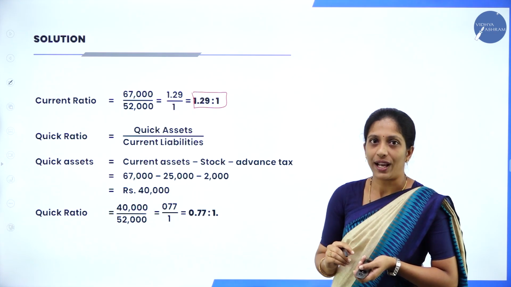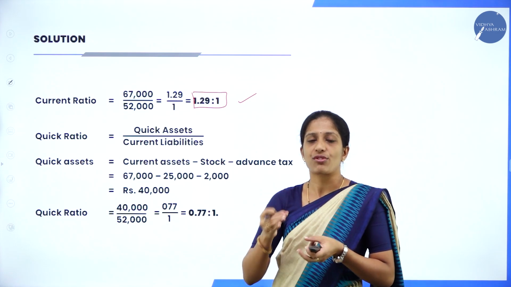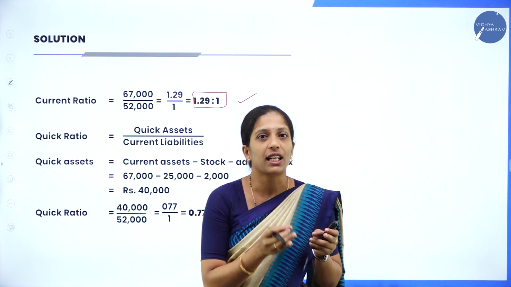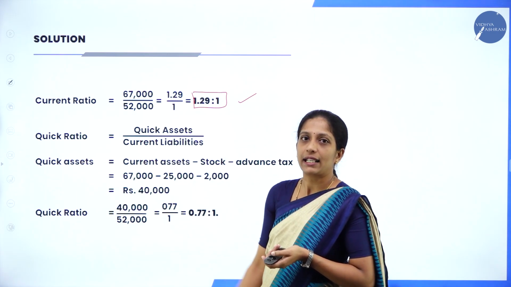1.29 is to 1. So this is the current ratio. A very easy problem. You just have to know how to segregate which are the current assets and which are the current liabilities. Now, in the same way, we shall calculate the quick ratio.